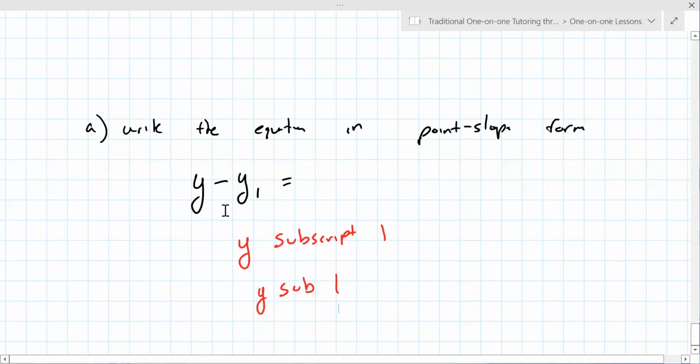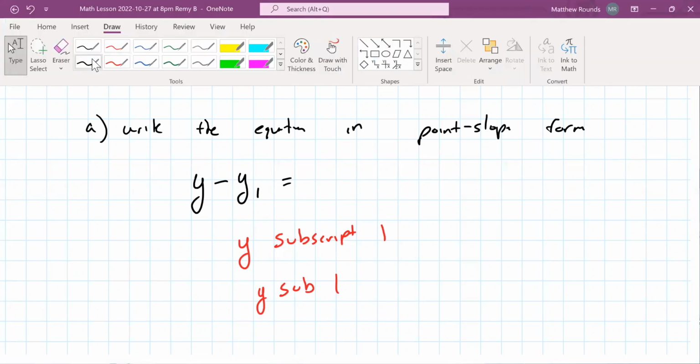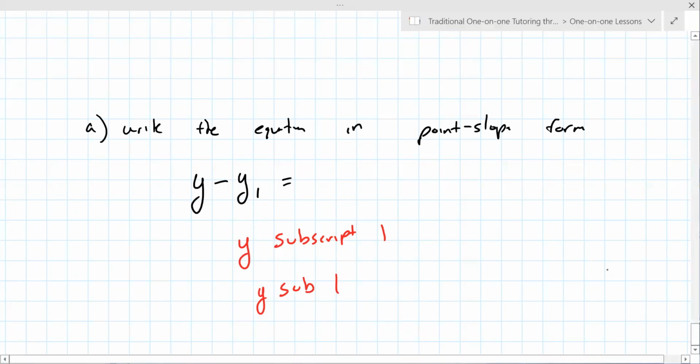Now, it's like just learning how to say it in the math world. When you have an English paper, you might have a word with a superscript. Have you seen that before? No, not that I remember. Not for like a reference.